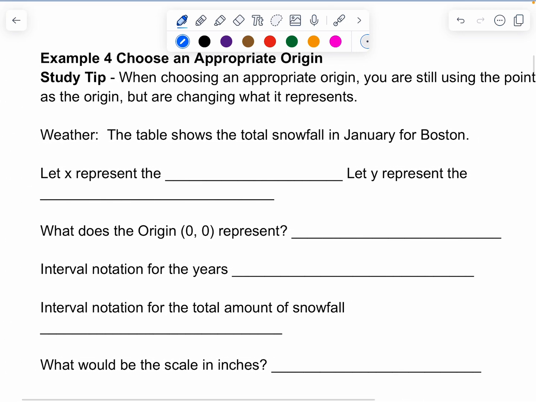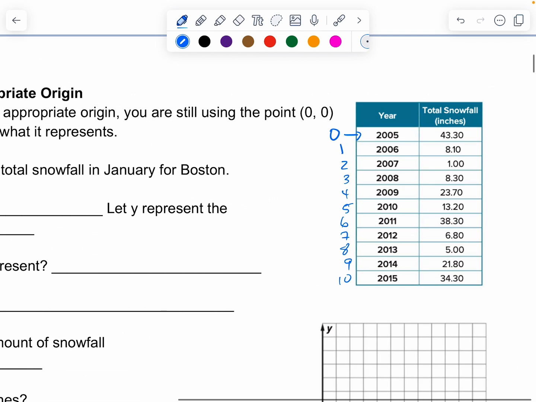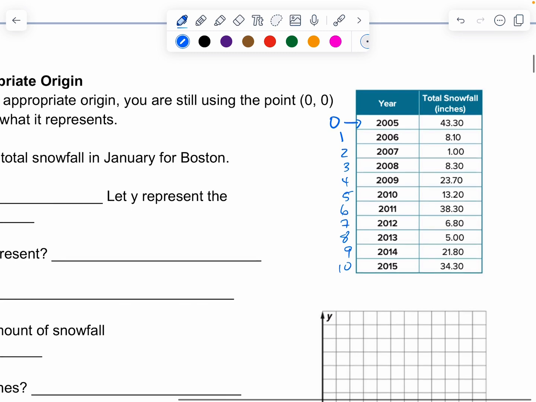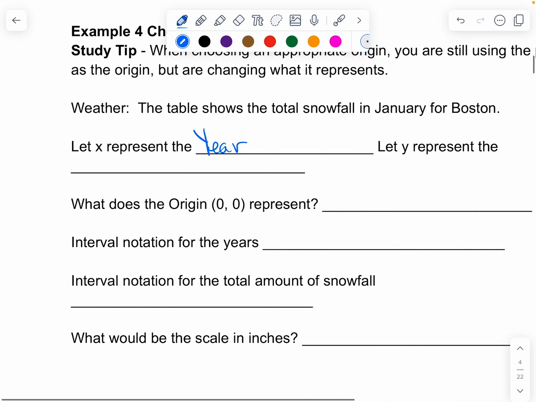Weather. The table shows the snowfall in January for Boston. Let the X represent the year. Sorry, I couldn't remember what it said. Let Y represent total snowfall in inches.